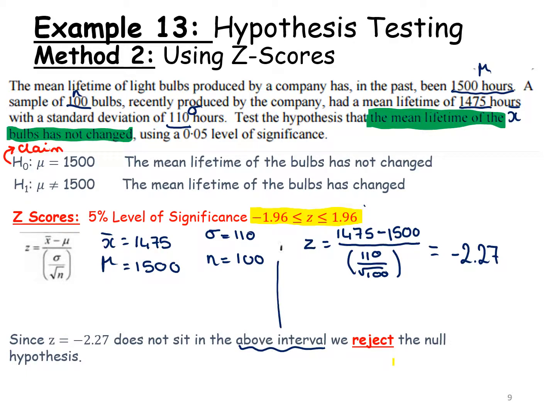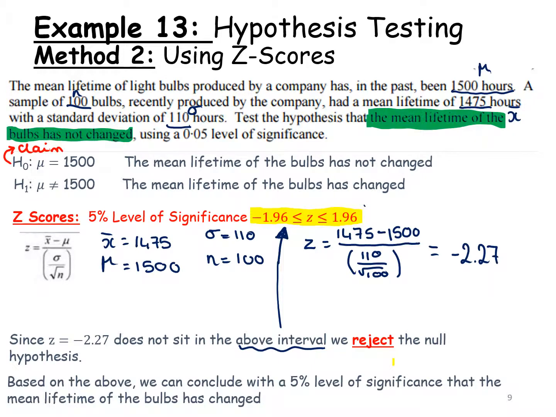So for z-scores, just in case you were wondering, oh, what interval, because we don't have a confidence interval, that is true. But this time we're talking about the z-score interval. So between the z-scores of minus 1.96 and 1.96. So we reject the null hypothesis, which means effectively we're rejecting the claim. So based on the above, we can conclude with a 5% level of significance that the mean lifetime of the bulbs has changed.